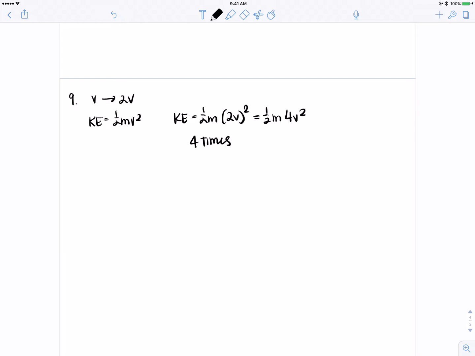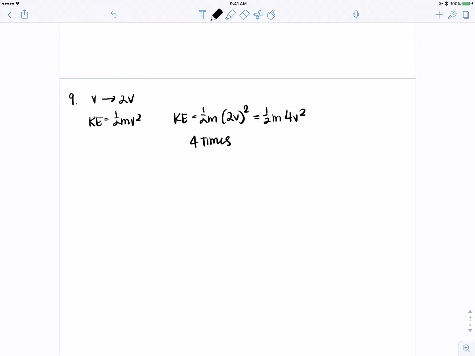9b says, how many times higher would the lander need to be dropped from in order to attain this speed? How many times higher would the lander need to be dropped from? Oh, that English just drives me out of my mind.